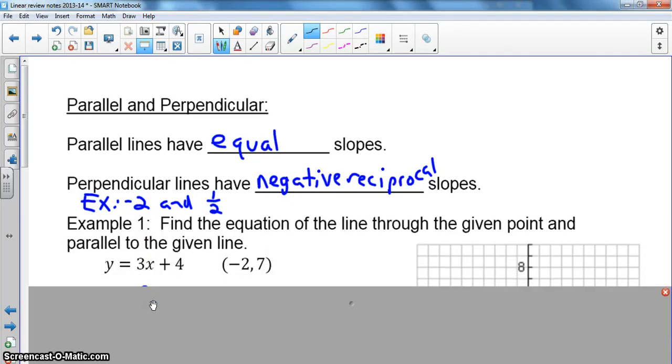So remember, there's really a 1 underneath that -2, and we flip that. So here's an example. It says find the equation of the line through the given point and parallel to the given line. So we have this equation of our line to start, y equals 3x plus 4, and it has to be parallel to this line and go through the point -2, 7. As of right now, this line does not go through the point -2, 7.